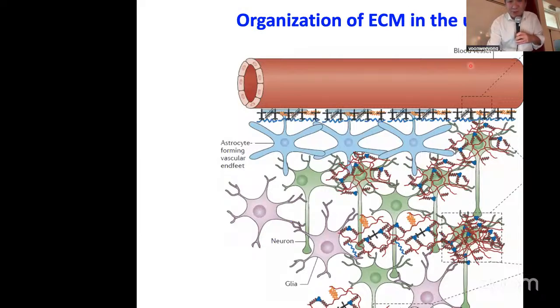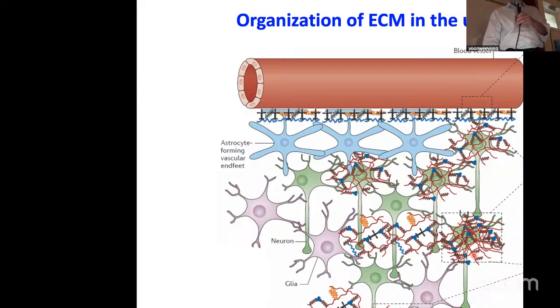Here we are. So in the central nervous system, the extracellular matrix is organized into three major compartments. This is in the uninjured adult central nervous system. First, there is this collection of ECM molecules, magnified here, that are outside blood vessels. They constitute the basement membrane. They're very important for integrity of the blood-brain barrier, diffusion of molecules, etc.